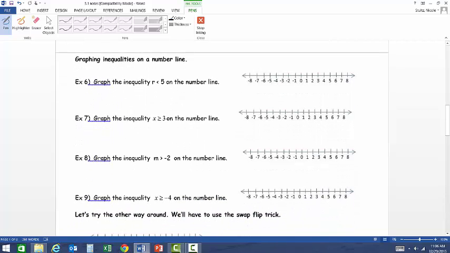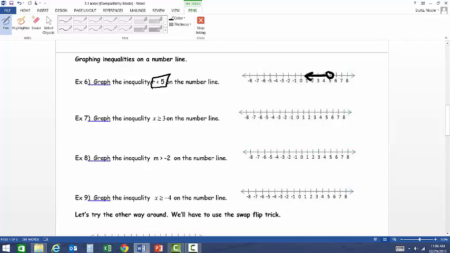So we're going to practice graphing a couple. First one, r is less than 5. So we're going to put an open dot. We're going to go left. And you don't have to draw your arrow crazy long. You can just put it somewhere on the number line. That's fine.